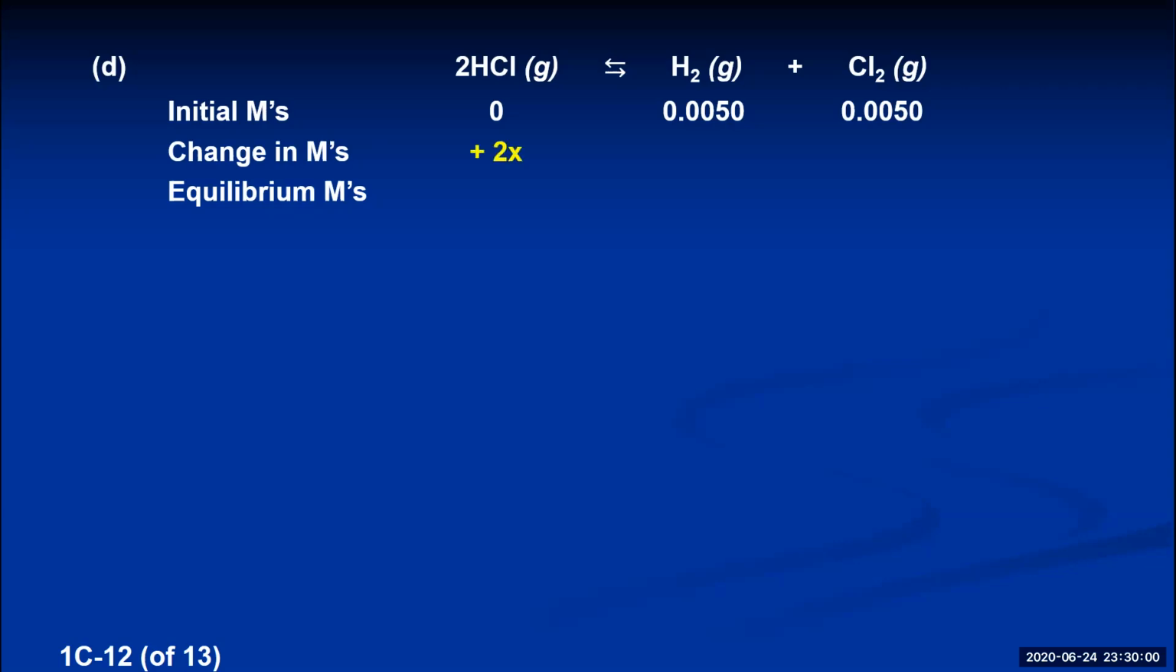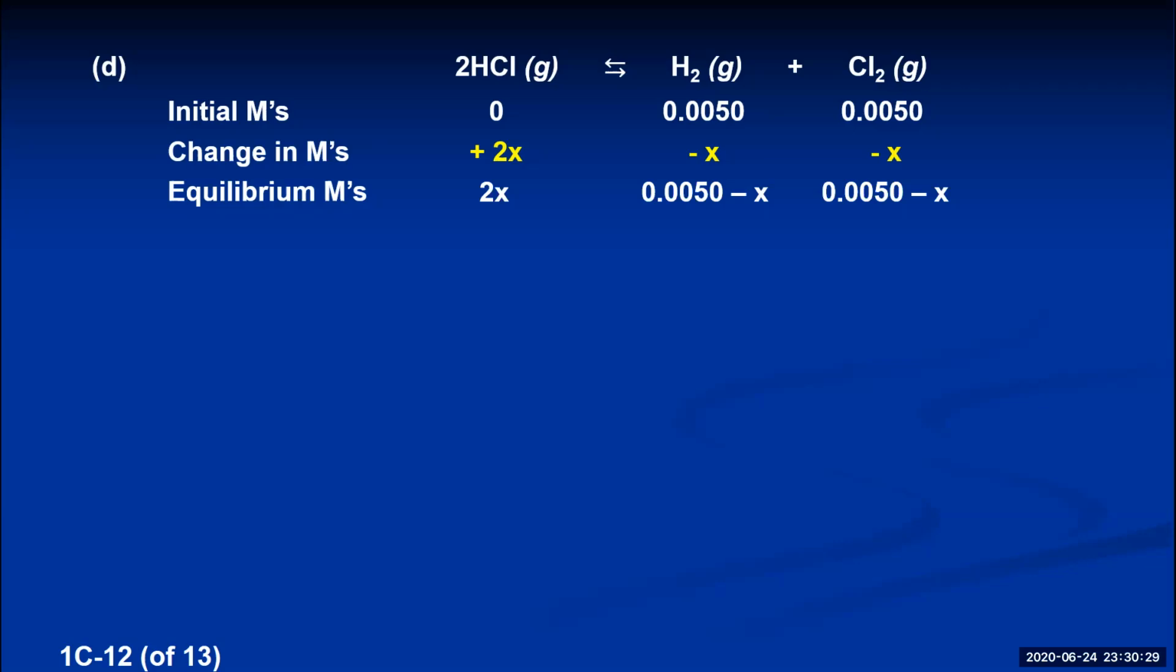So we're going to form 2x of HCl. We'll react away 1x of hydrogen, 1x of chlorine, and the equilibrium molarities will be 2x, 0.0050 minus x, and 0.0050 minus x. Now is x going to be a big or small number in this case? Because the equilibrium constant's really, really small, we're going to have mostly reactants in the reaction vessel. There's not going to be very many products. The products have to be small numbers.